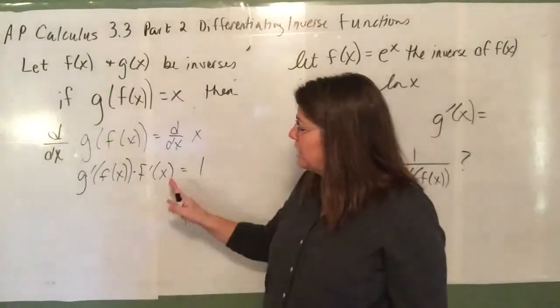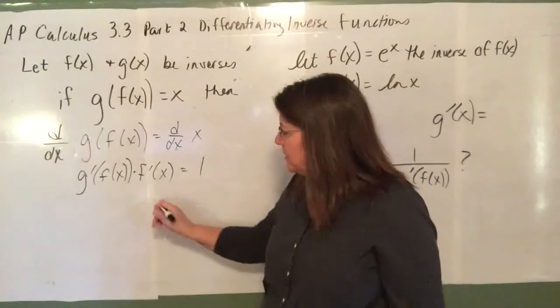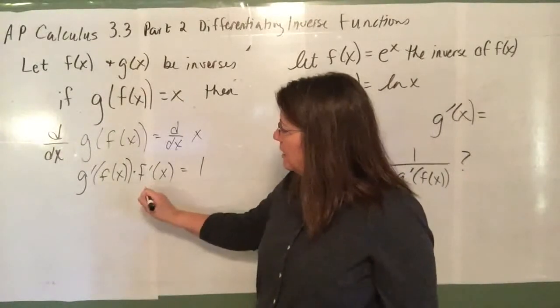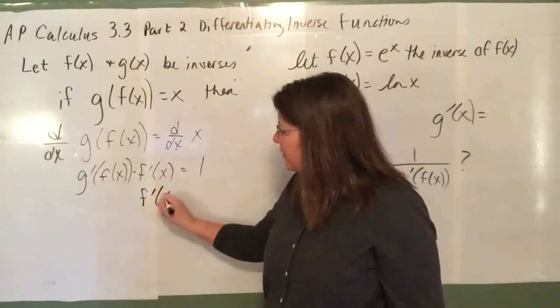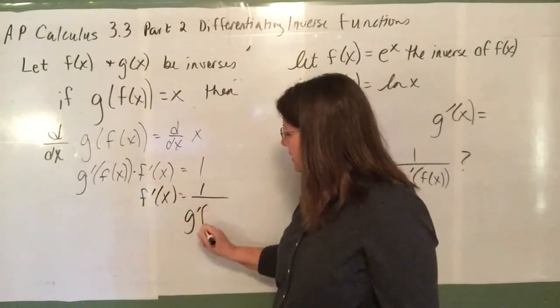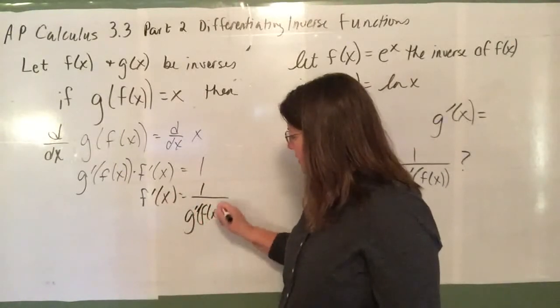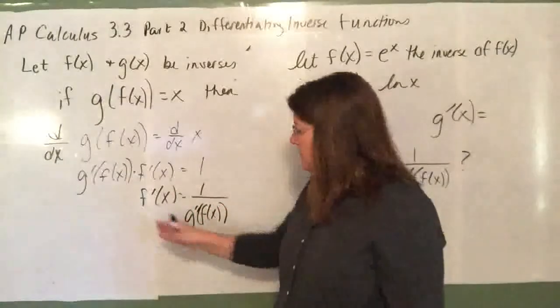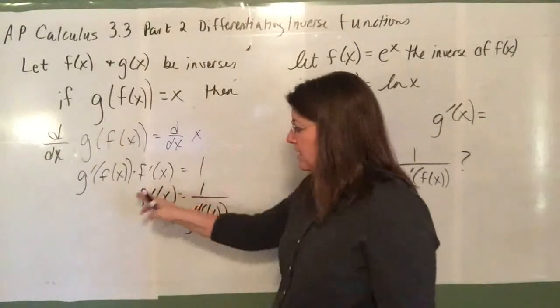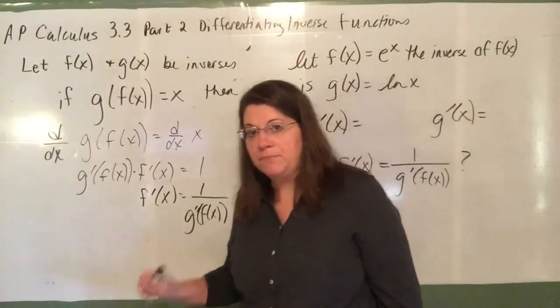So if we're trying to figure out what g prime of x is, g prime of x would be equal to 1 over f prime of g of x. So this is a demonstration in symbols of the derivative of an inverse function.